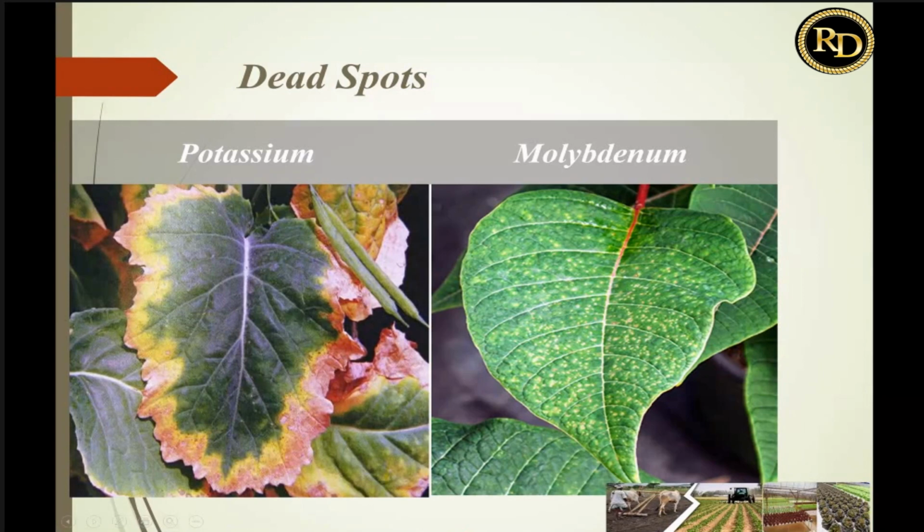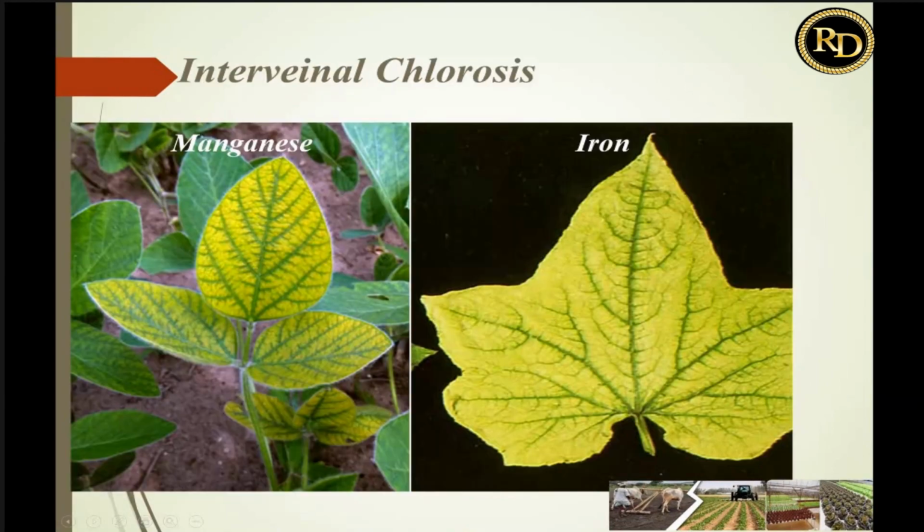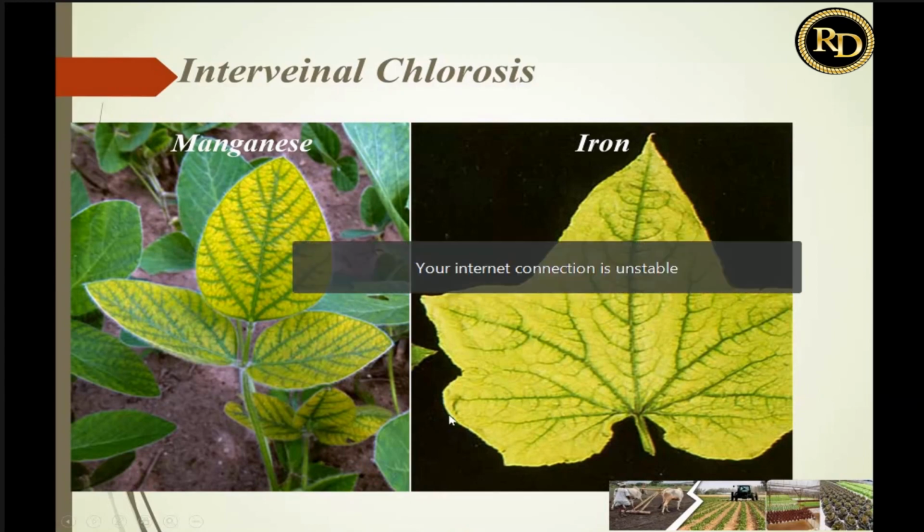Interveinal chlorosis, if you see, is something like iron and manganese. With iron, if you see, in one only the primary veins are green, and in another the secondary veins are also green. So that's a symptom you can see. And if you see boron and calcium, it is always boron, and it is the black heart of cauliflower. This type of symptoms you can recognize for calcium and boron.